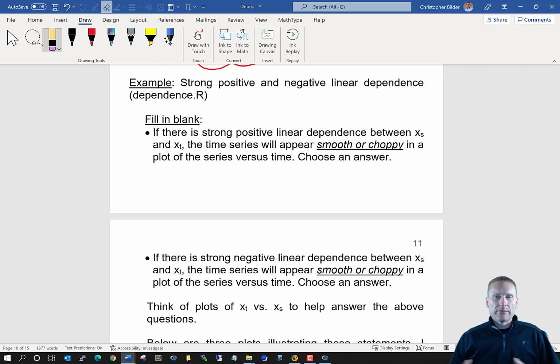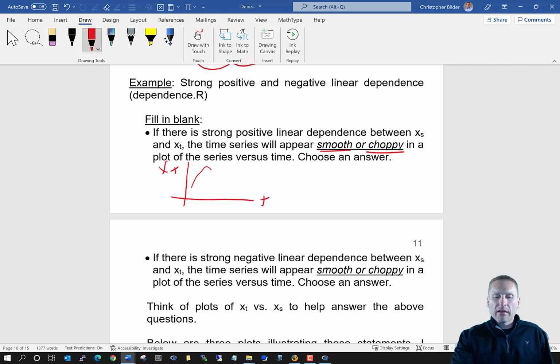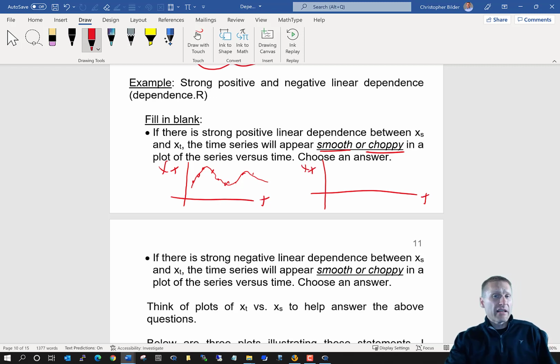Choose one answer. So why don't you pause this video here and think about, if I have strong linear dependence, what would this actually look like? Is it smooth or choppy? So what does smooth or choppy mean? Well, let me go ahead and do this. On the axes of x of t versus time, smooth might be something like this, where we go up and down over time. Where choppy, I sometimes use the term lots of oscillation in the past, might be something like this, where we see a lot of movement in the series relative to where the points are.